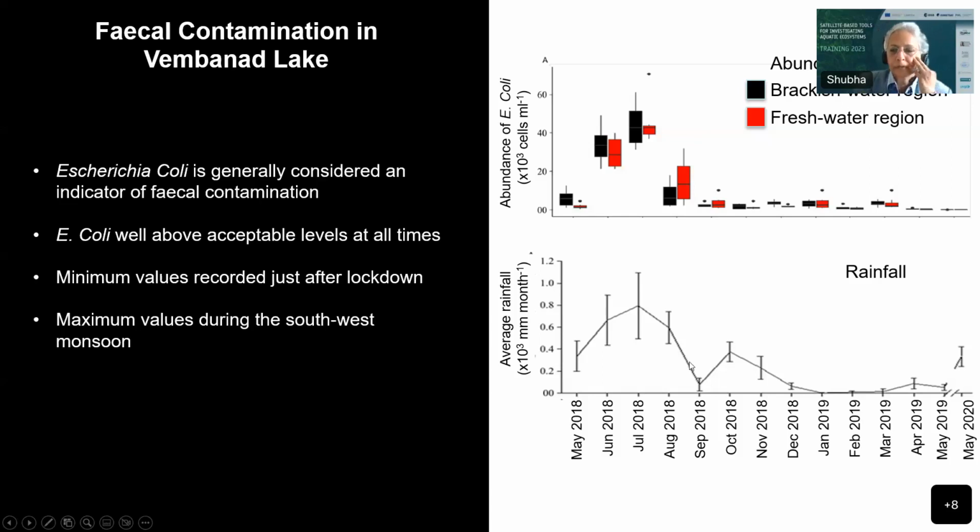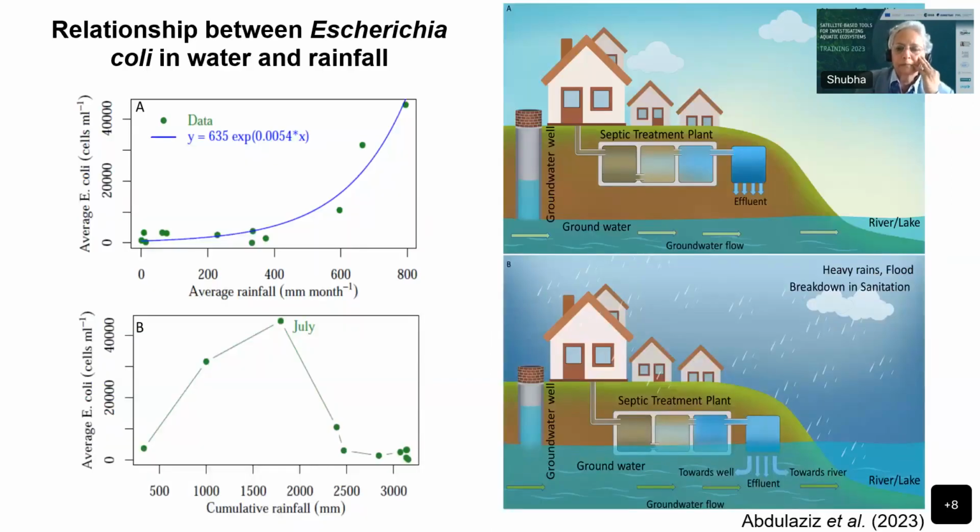This is a paper by, again, Anas Abdulaziz and colleagues. So when we looked at the average E. coli in the water against the rainfall, we found a strong correlation, which suggests that rainfall is a factor that determines the water contamination by fecal material.